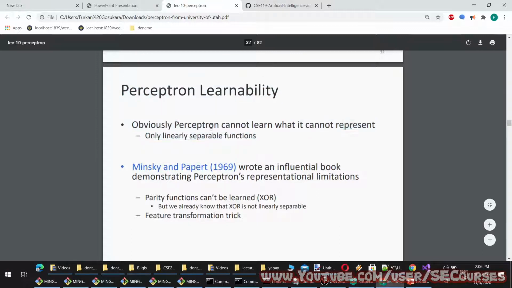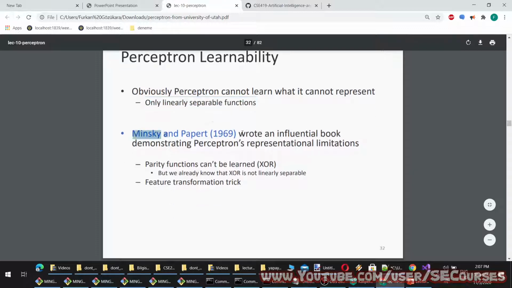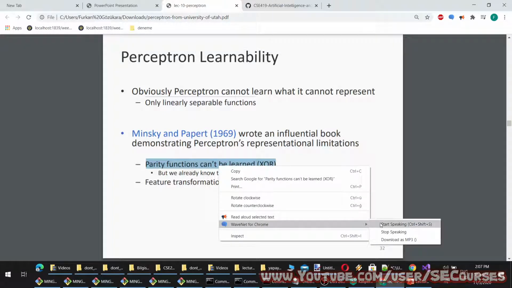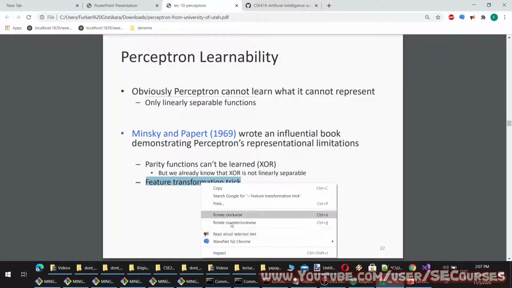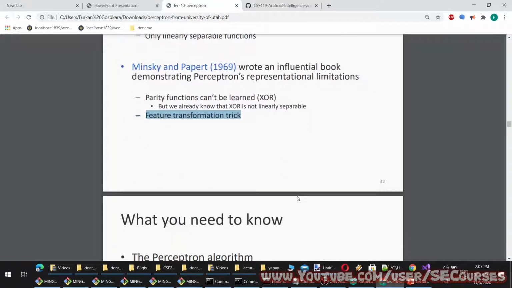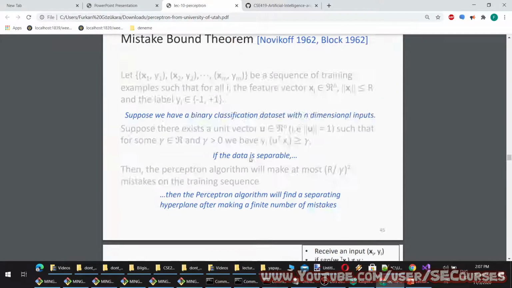Perceptron learnability. Obviously, a perceptron cannot learn what it cannot represent. Only linearly separable functions. Minsky and Papert, in 1969, wrote an influential book demonstrating the perceptron's representational limitations. Parity functions can't be learned, XOR. But we already know that XOR is not linearly separable. Feature transformation trick. Okay, so I am skipping this part.